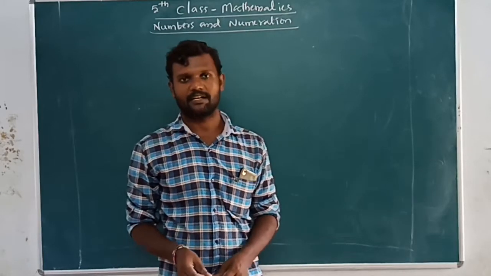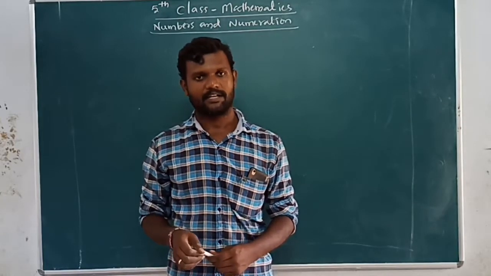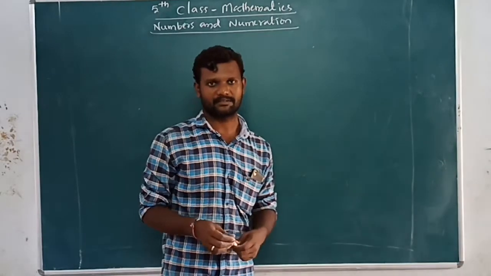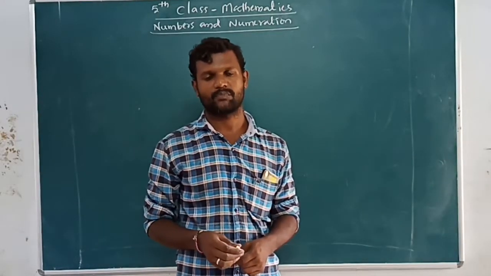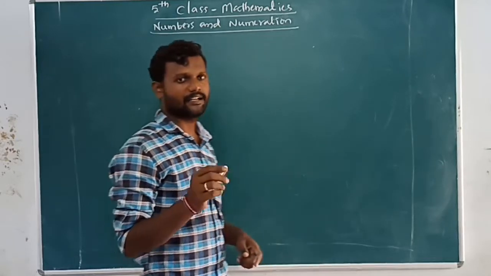We have completed our first exercise by knowing the place values and writing numbers into number names and number names into numbers. Like this, we have completed the first exercise. Now, we want to know about a successor and a predecessor.